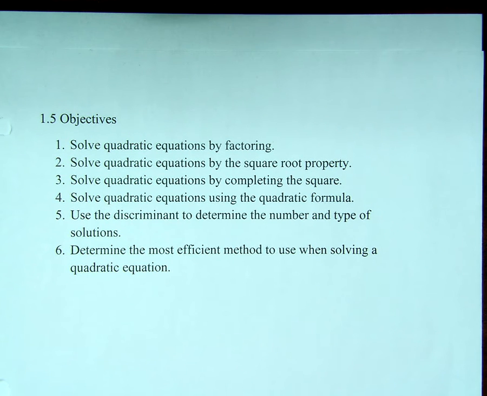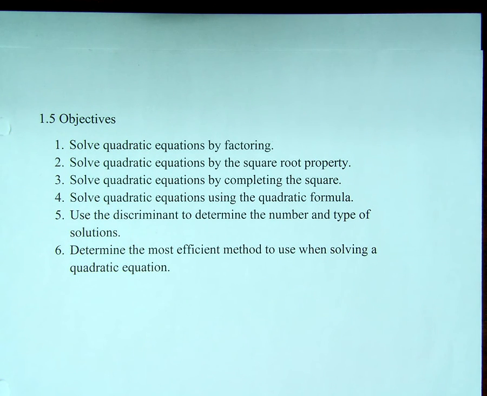Do any of those words sound familiar to you? Any words besides solve? Okay, good. Factoring? All right, awesome. Let's start with that. So let's start with the first one, solve quadratic equations by factoring.